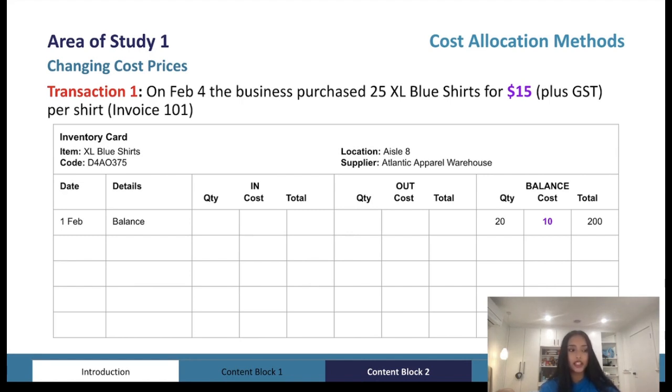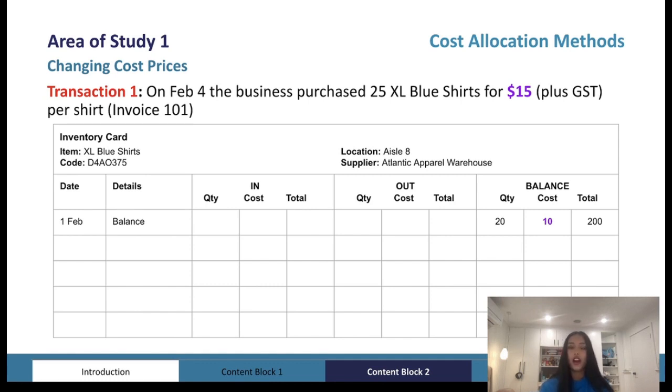It has increased, the cost price of these extra large blue shirts has increased from $10 per shirt to $15 per shirt. And this just might be the supplier has decided to increase their selling prices because there's a high demand for their extra large blue shirts. It's a popular item. So they've decided to start charging more for extra large blue shirts.